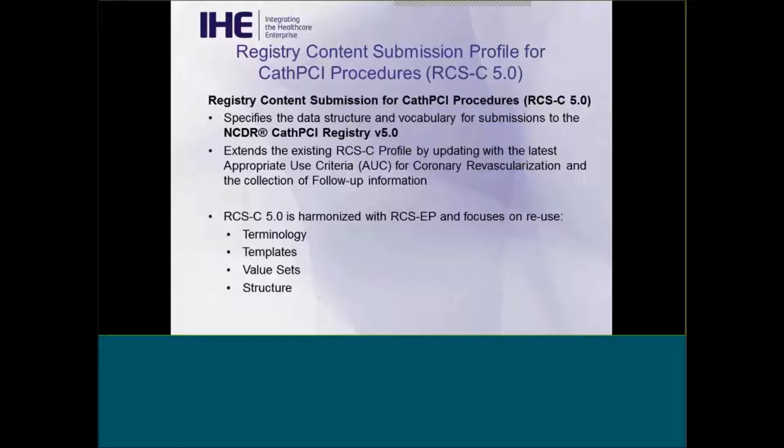We will, as I mentioned, be scoping where we have common vocabulary from EP to RCSC and harmonizing RCSC and EP with a focus on reuse around terminology and the templates. 50% of the templates will be reused, and the clinical structure of the profile.